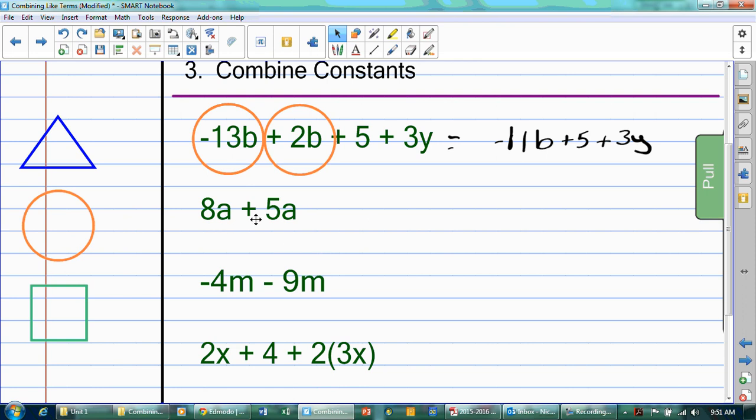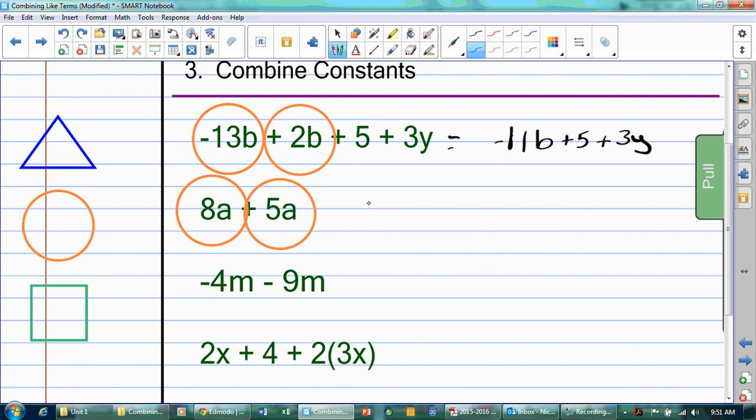Now, 8a plus 5a. Again, we can do this. We don't have to. But we identify which ones are that. In this case, 8a plus 5a. Well, that's 13a. Now, if you wanted to use a triangle instead of the circle, that's fine. Rectangle, fine. I don't care if you draw trapezoids, as long as you're identifying which ones are the same.